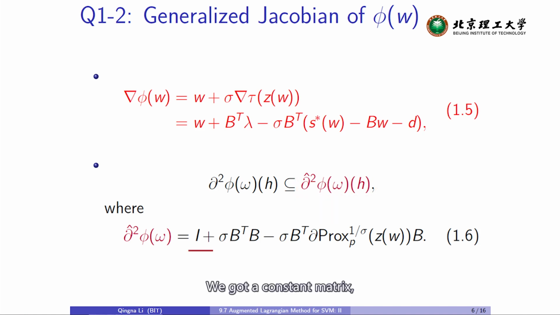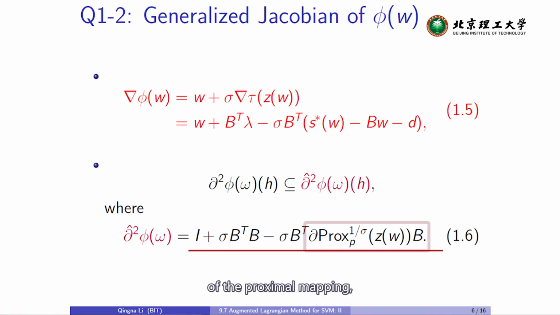We have a constant matrix, which is the identity, plus a constant matrix as well. Then the third part is a set, okay? Because there is a subdifferential of the proximal mapping, which we have discussed before, all right? By doing this, we can characterize the generalized Jacobian as well.